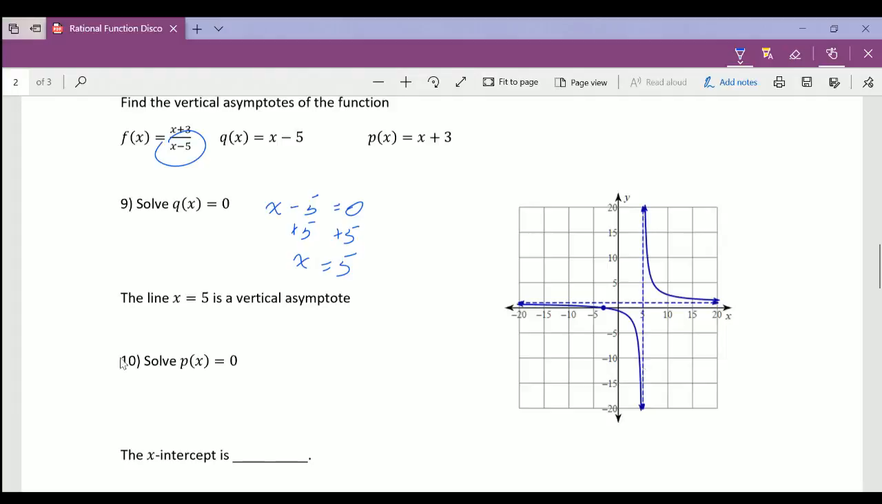Now for the top piece, p of x, we will go ahead and solve that one for 0. x plus 3 equals 0. Subtract 3 from either side of your equation. And this is going to be our x-intercept. Okay, negative 3. You can say it as an ordered pair, negative 3 comma 0. But you can see right here that dot has been provided. All right, and that's the gist of it, really, for right now. We're talking about vertical asymptotes.